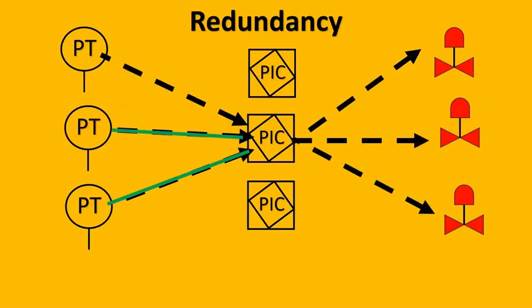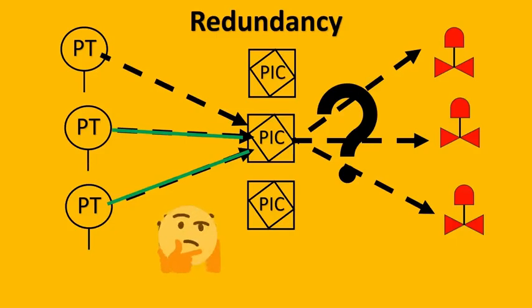But imagine a case where two PTs are giving different signals. One is saying open the valve, the other is saying close the valve. Now what? Isn't this a big question to be answered? Let's look at what happens at that position.